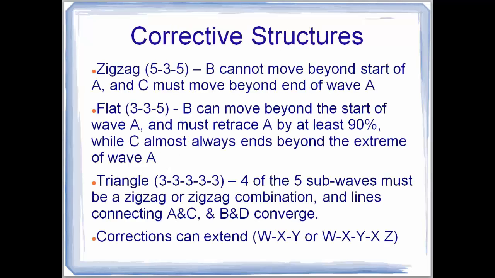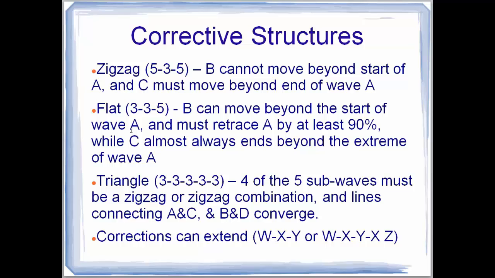Now let's take a look at corrective structures. There are three basic structures or patterns that are corrective. The first is a zigzag. And a zigzag, importantly, subdivides 5, 3, 5. Other rules within a zigzag: wave B cannot move beyond the start of wave A, and wave C must move beyond the end of wave A.